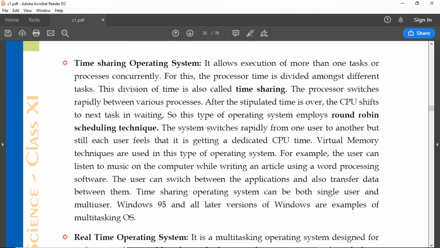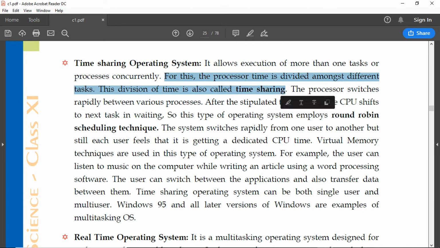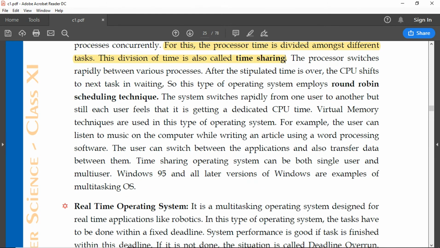Time-sharing operating system allows execution of more than one task or process concurrently. For this, the processor time is divided amongst different tasks. This division of time is also called time sharing. The processor switches rapidly between various processes. After the stipulated time is over, the CPU shifts to the next task in waiting, so this type of operating system employs the round-robin scheduling technique.